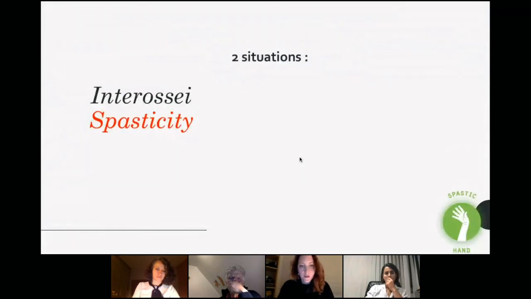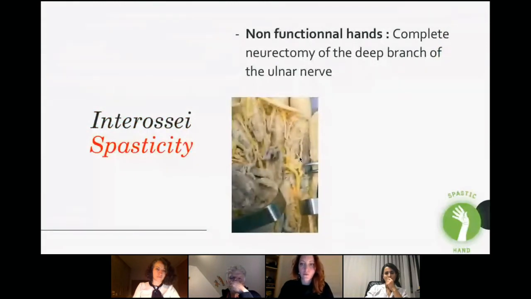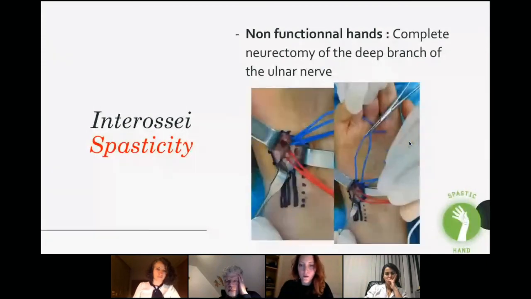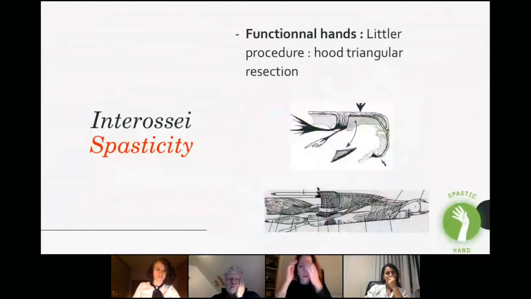As for interossei spasticity, as I said, two situations, non-functional hands and functional hands. In non-functional hands, we perform a complete neurectomy of the deep branch of the ulnar nerve. You can see here that the deep branch on the left side runs down underneath the hypothenar arch, so this is a good landmark. Here on a per-op view, you can see in green the arch and the deep branch of the ulnar nerve in red going through underneath it. No post-op immobilization in case of complete neurectomy of the ulnar nerve.